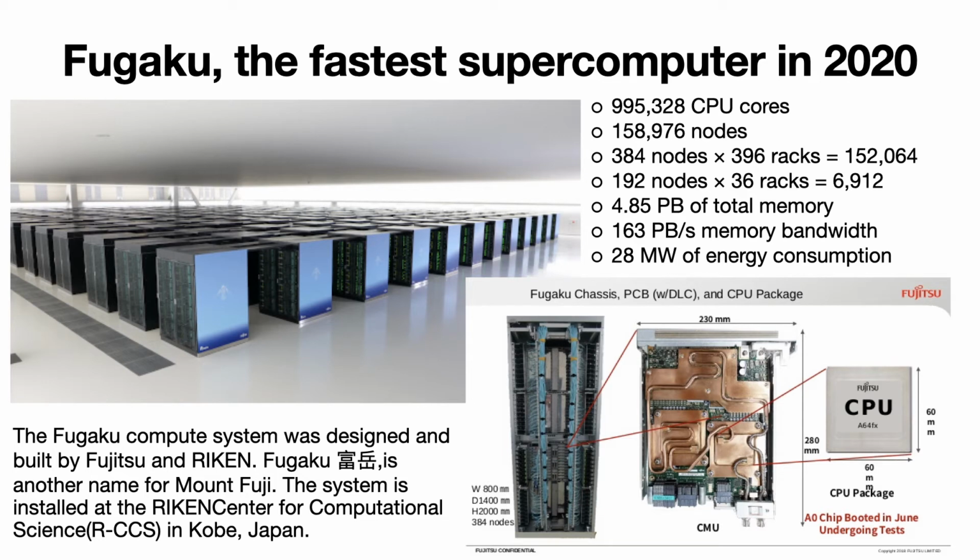So the amount of memory of those machines, if you add the individual memory of all those nodes, is basically 4.9 petabytes of total memory. Compare that with your 8 or 16 gigabytes of RAM that you have on your computer. The storage bandwidth on those machines is around 163 petabytes per second that this machine is able to move around.